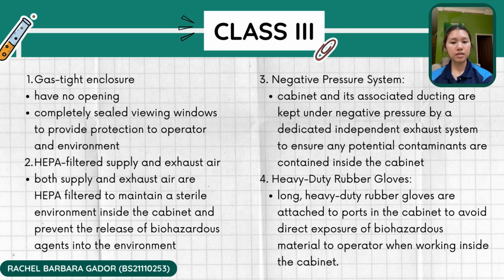The cabinet and its associated ducting are also kept under negative pressure by a dedicated independent exhaust system to ensure any potential contaminants are contained inside the cabinet. Biosafety cabinet Class 3 has long, heavy-duty rubber gloves attached to ports in the cabinet to avoid direct exposure of biohazardous material to the operator when working inside the cabinet.